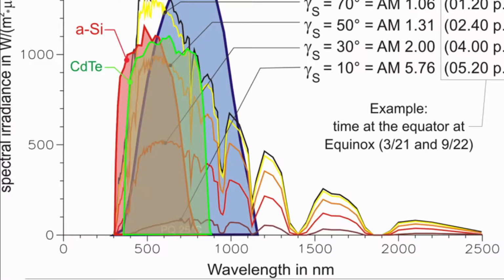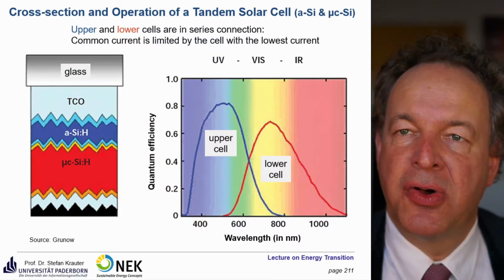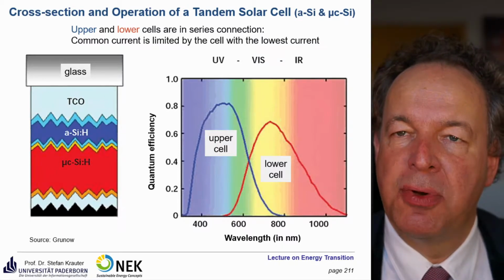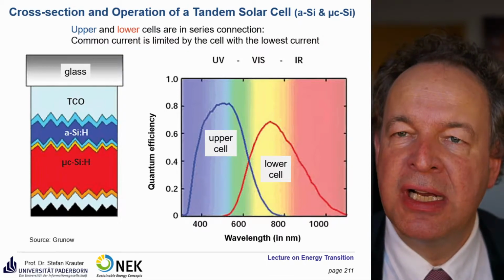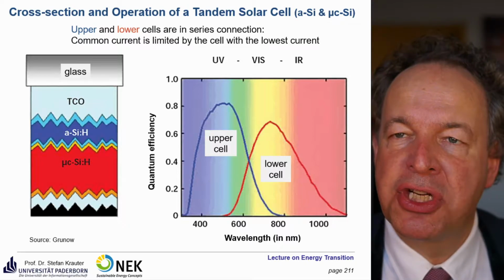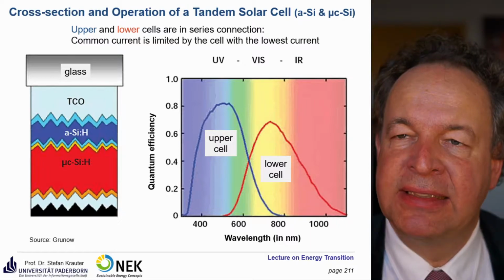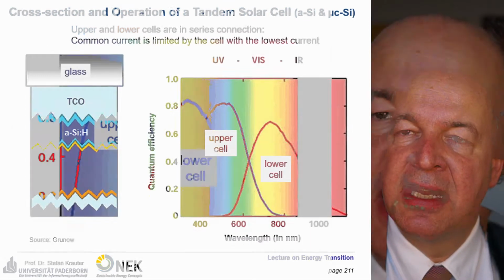The cadmium telluride solar cell has the highest efficiency in the middle wavelength, in the vicinity of 500 to 700 nanometers. You can combine different kinds of solar cell, so it's called a tandem solar cell. For example, here is an amorphous silicon solar cell, which is more sensitive in the blue region, and a microcrystalline or crystalline solar cell, which is more sensitive in the yellow or red region, and they are stacked over each other. It's a series connection of the solar cells.